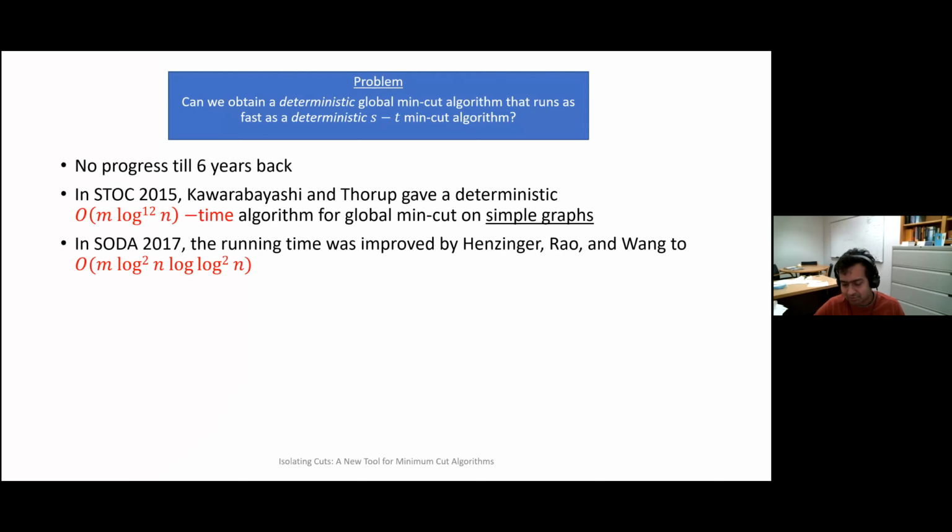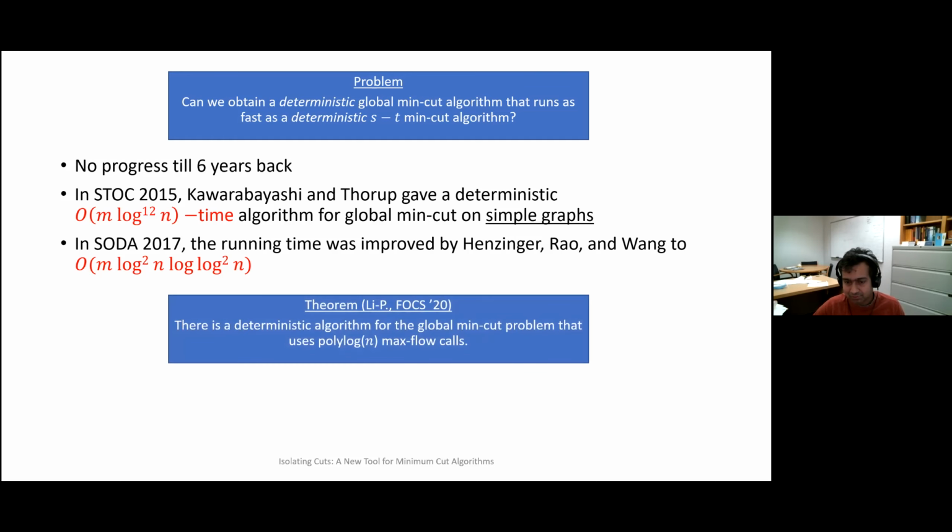This is somewhat fundamental in the sense that it's not just that the algorithm is slower if you have parallel edges or weights on the edges. The algorithm actually can produce a wrong answer. So the algorithm is correct only for simple graphs, but on simple graphs, it does run in near linear time and therefore resolves the question that we are after. In fact, the initial algorithm had a pretty large logarithmic factor, which was improved a couple of years later by Henzinger, Rao, and Wang.